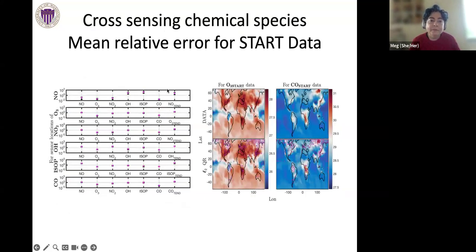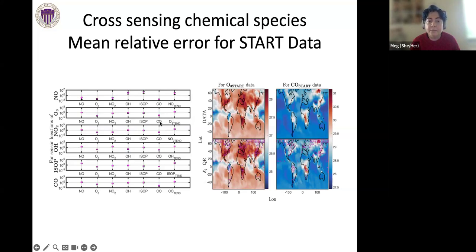Finally, we played around with cross-sensing the chemical species, by which I mean I compute the sensor locations for one of the chemical species, and I measure the other chemical species at these locations to see if I can reconstruct those as well. For example, here I've shown for the ozone sensors, I placed the sensors using the ozone data at the surface, the star data, and I measured and found out the error for the rest of the chemical species and the tendency for ozone using those sensor locations.